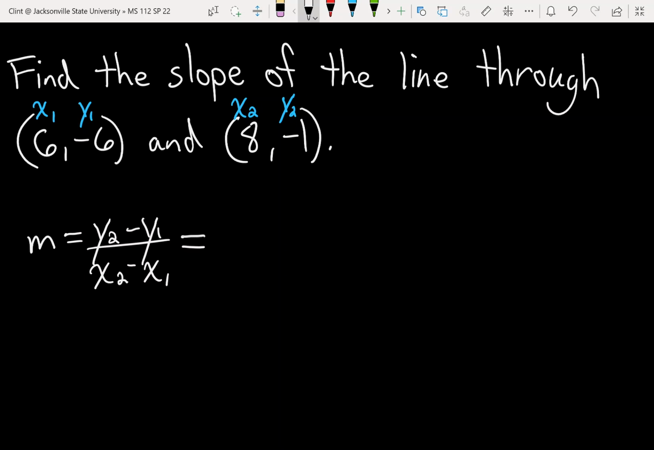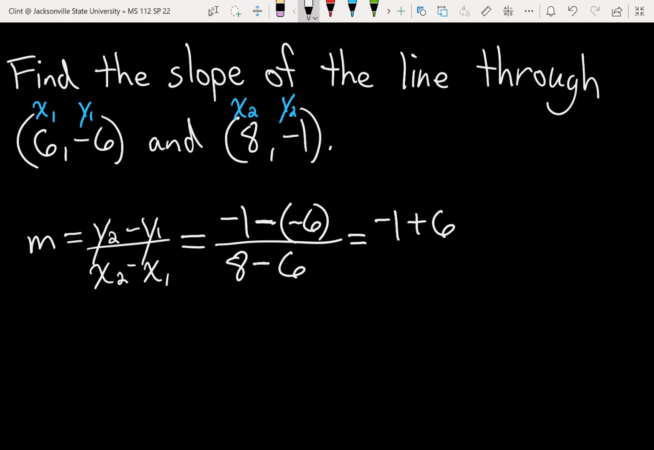So finding my slope here, y2 is negative 1, and it's always going to be minus. But then our y1 is negative 6, so I've got to subtract a negative 6. Then I've got x2, which is 8, minus x1, which is 6. So you have to watch out for getting double minus signs in there. If you get the double negative signs, you can change it to plus. That's what you want to do. So that's the same thing as negative 1 plus 6.